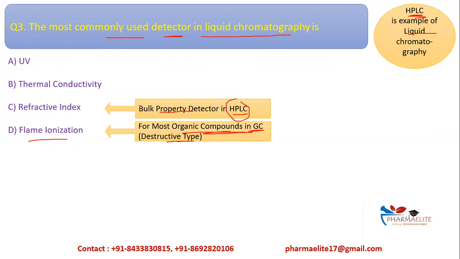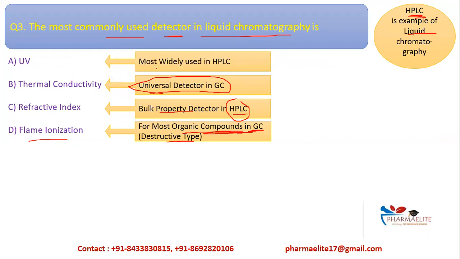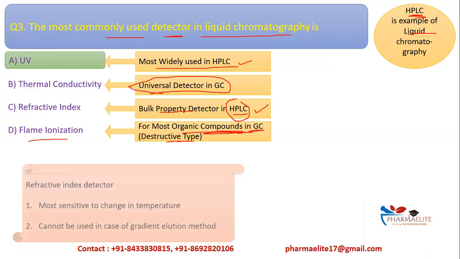Most commonly used. देखते हैं और भी कोई डिटेक्टर लिक्विड क्रोमेटोग्राफी में यूज होता है क्या. Thermal conductivity, that is the universal detector in gas chromatography, very commonly used. And flame ionization is for organic compounds. It is a destructive type of detector. And UV detector, which is most widely used in HPLC. So UV detector is used in HPLC and bulk property detector is used in HPLC. So the correct answer here is UV detector, which is used in liquid chromatography.